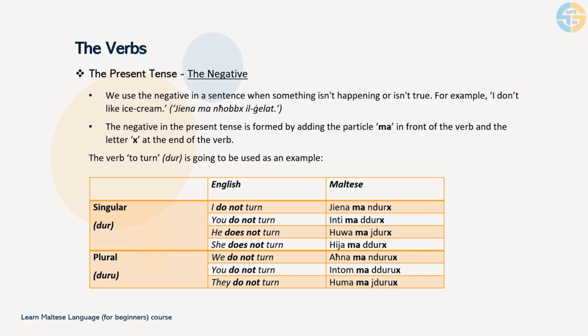So jiena ma ndurx. You do not turn. Inti ma ddurx. He does not turn. Huwa ma jdurx. She does not turn. Hija ma ddurx. We do not turn. Aħna ma ndurux. Intom, you do not turn. Intom ma ddurux. They do not turn. Huma ma jdurux.